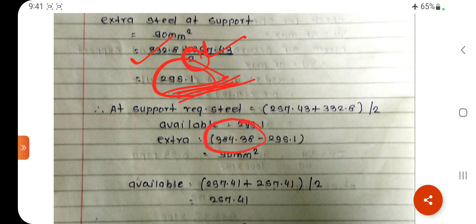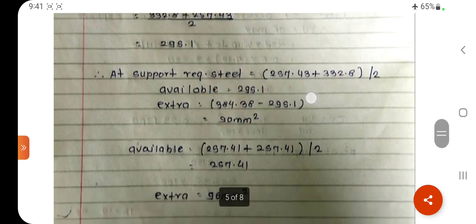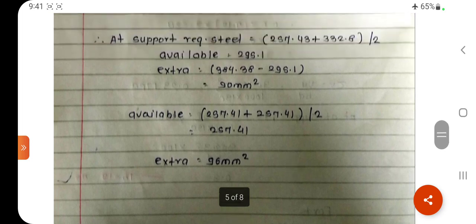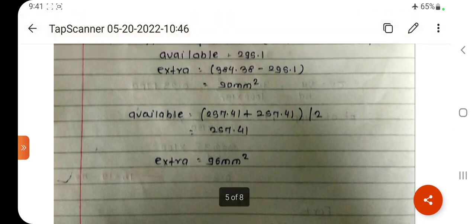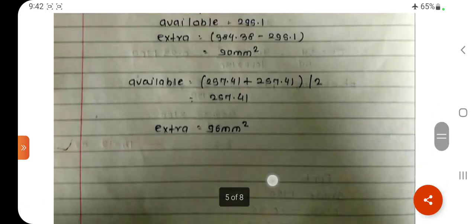It is 384. We have to subtract this 259 from this 384. Therefore extra top bar required is 90 mm square. Okay. Similarly for second bar, it is 257 is required. Subtracting it, we get an extra top bar at the second support, which is nothing but the 96 mm square.